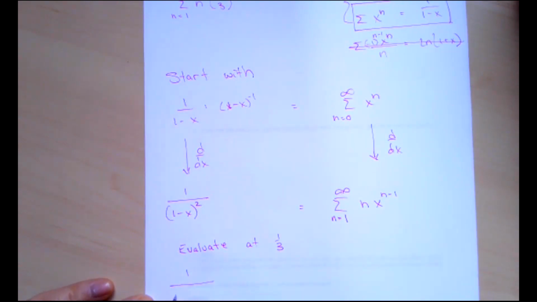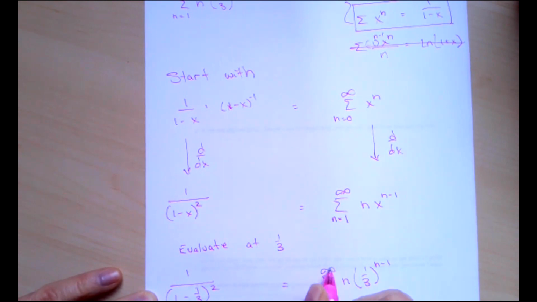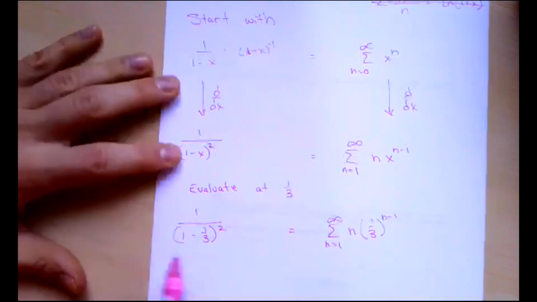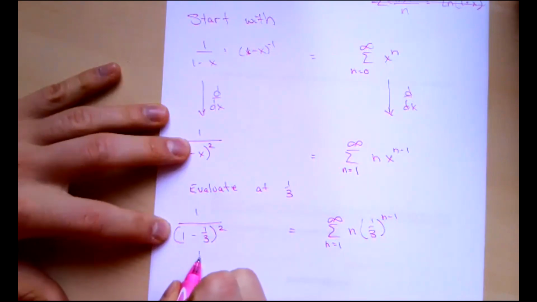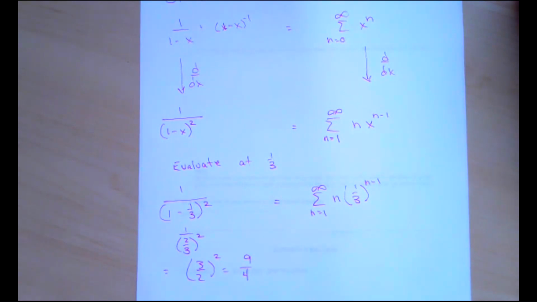So we'll get 1 over 1 minus 1/3 squared is the sum of the series we were given. And this guy we can just compute. So that's going to be 1 over 2/3 squared, which is 3/2 squared, or 9/4. It's nice to learn that trick.